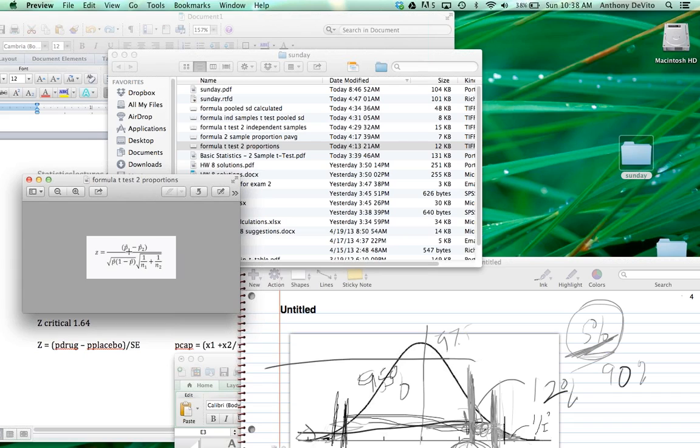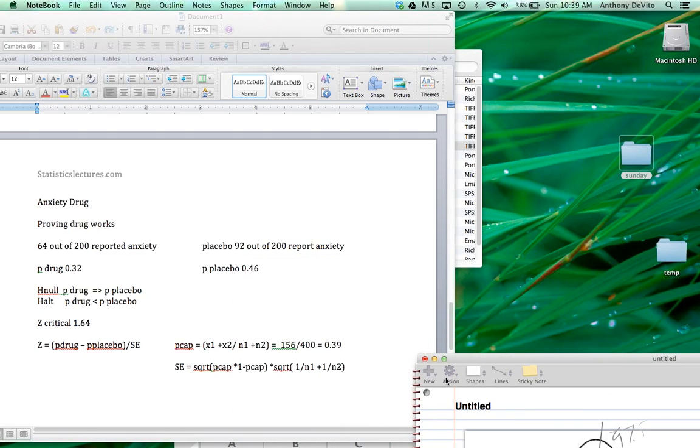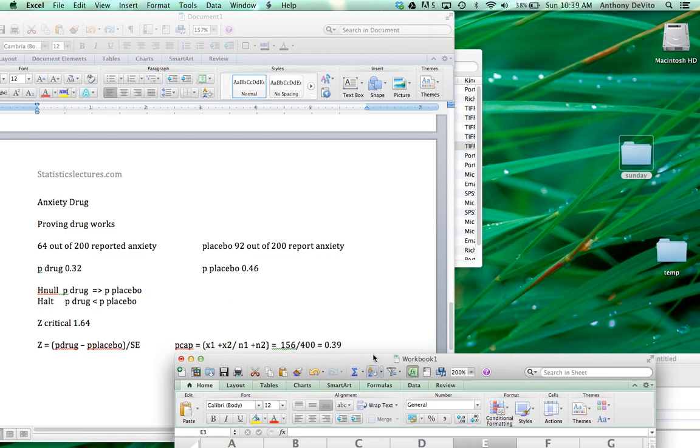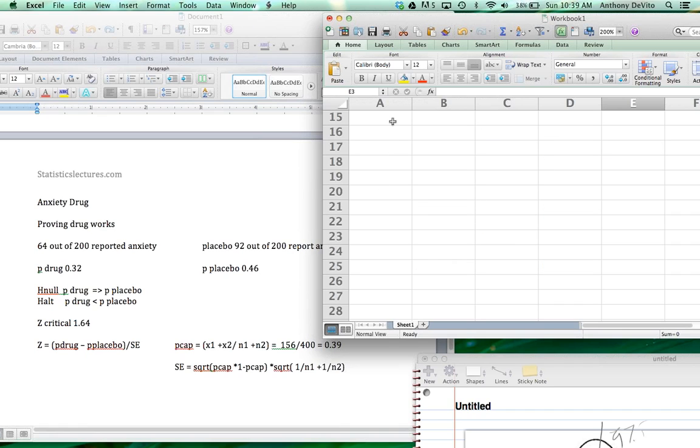There we go. Z is equal to the difference in the two proportions divided by the square root of p cap, the one we just calculated, times 1 minus p cap, times the square root of 1 over each sample size. A little bit of a complicated formula. I'm going to try and do this relatively quickly using Excel. Hopefully I'll be able to get through it pretty quickly, because I really want to get a result on this. I'm going to spin this up over here.